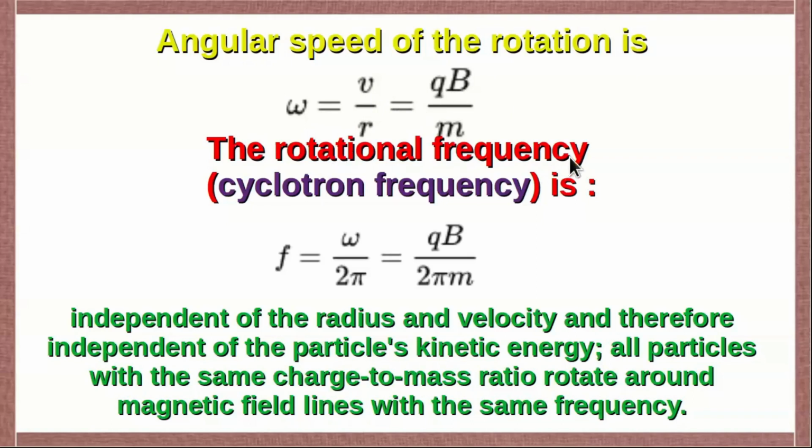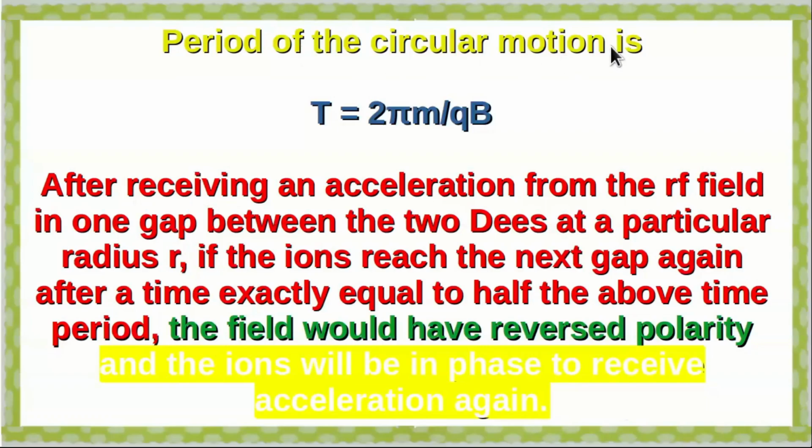And therefore the rotational frequency, which is known as the cyclotron frequency, is f = ω/2π, that means qB/2πm. So we see that this is independent of the radius and velocity of the particle, and therefore independent of the particle's kinetic energy. That means all particles with the same charge to mass ratio rotate around the magnetic field lines with the same frequency. The period of the circular motion is simply T = 2πm/qB.